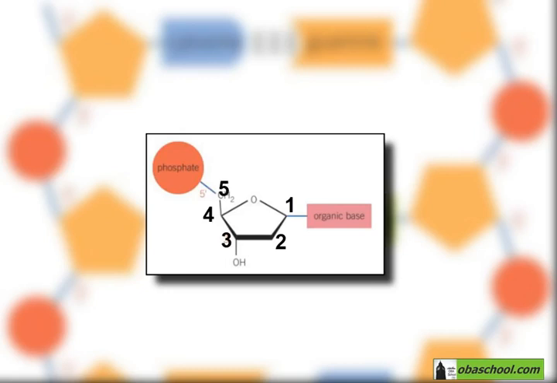The carbon that is attached to the phosphate group is carbon number 5. And then you go clockwise, so the one on its right is number 1, and then 2, and then reaching 3. And carbon number 3 has a hydroxyl group. This is how we number the carbons of a pentose sugar in a nucleotide.